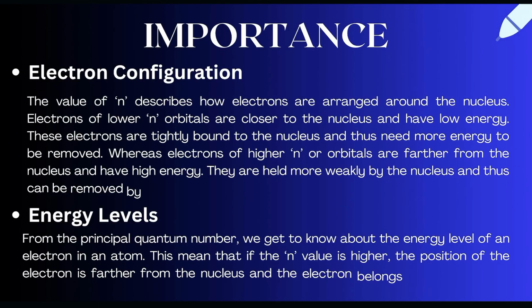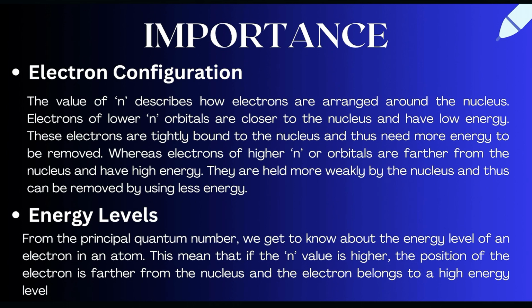Now let me explain you its importance. Electron configuration. What is electron configuration? Electron configuration is the arrangement of electrons around the nucleus. So the electrons of lower n orbitals. What are orbitals? Orbitals are the electron dense region around the nucleus. So in a shell, the shell is divided into subshells, right? And each subshell is again made up of orbitals. And in these orbitals, electrons are actually located.